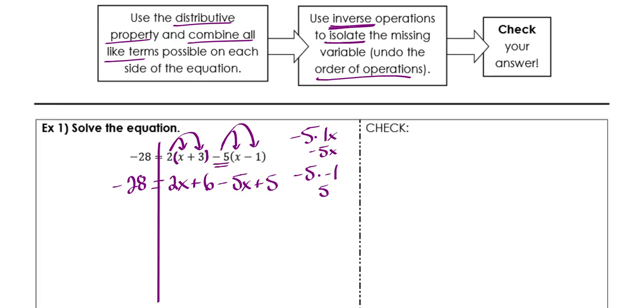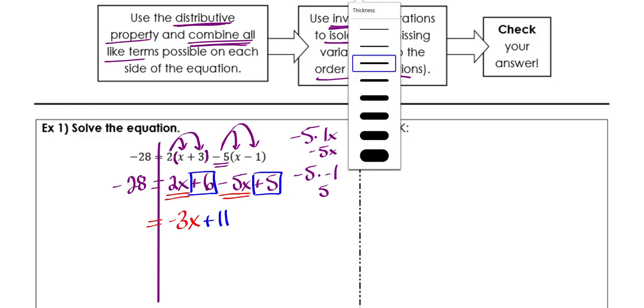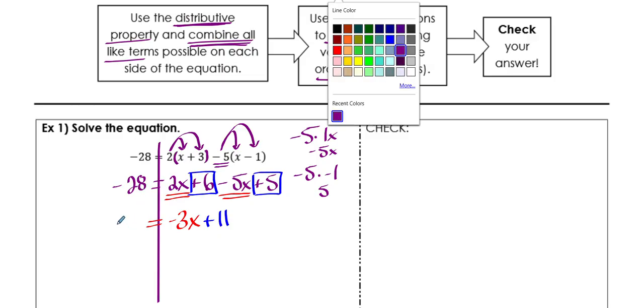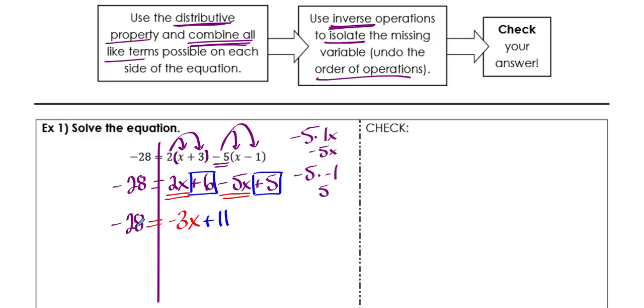So this is going to be a pretty common pattern. We distribute first, then we combine like terms. So we distributed everything that we could. Now we're going to combine like terms. 2x minus 5x. We're using the sign that's directly in front of that number. 2 minus 5 combines to make negative 3x. 6 plus 5 gives us 11. And the left side just comes down. That becomes negative 28 equals negative 3x plus 11.